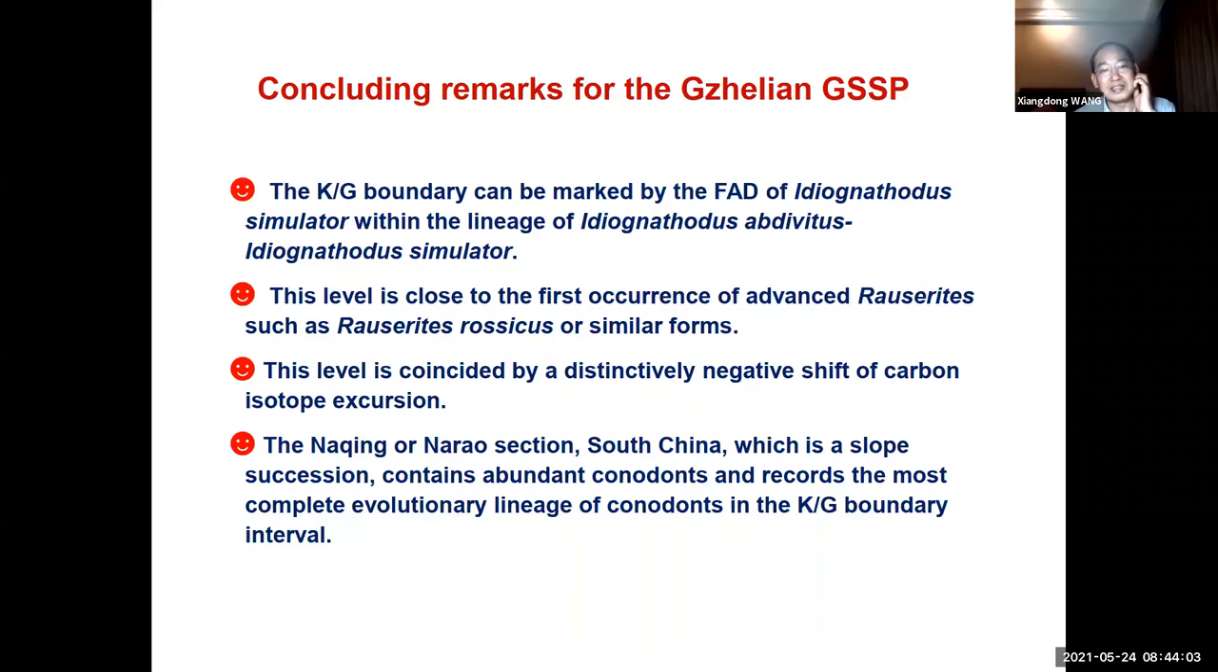The Kasimovian-Gzhelian boundary can be marked by the FAD of Idiogonathodus simulator within the lineage of Idiogonathodus eudoraensis to Idiogonathodus simulator. This level is close to the first occurrence of advanced Rosalites, such as Rosalites rosicas or similar forms. And this level coincides with a distinctive negative shift of the carbon isotope excursion. The Naqing and Nanlao sections in South China, which are a slope succession, contain abundant conodonts and record the most complete evolutionary lineage of conodonts in the KG boundary interval. Thank you. This is all of my talk.